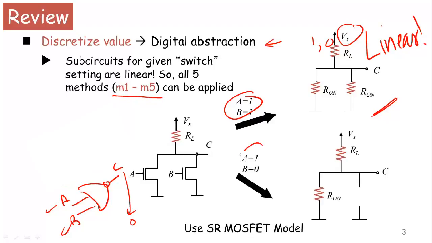Then I can choose a different set of switch settings, A equals 1 and B equal to 0. For that, the B input MOSFET is turned off, while all the others are on, the resistor RL is of course there, and the MOSFET connected to A is also on. So notice here that this sub-circuit is also linear. The beauty of this is that in the digital domain, for the kinds of circuits that we've built and the elements we've used, for any given switch setting, the sub-circuits that I ended up with were also linear, so I could apply all my linear analysis methods.